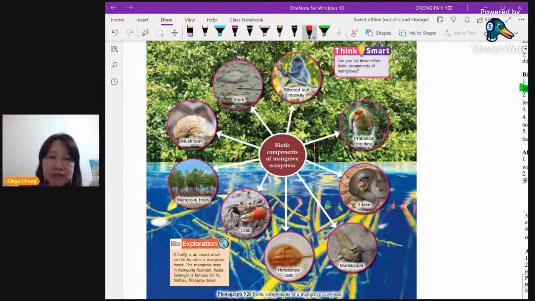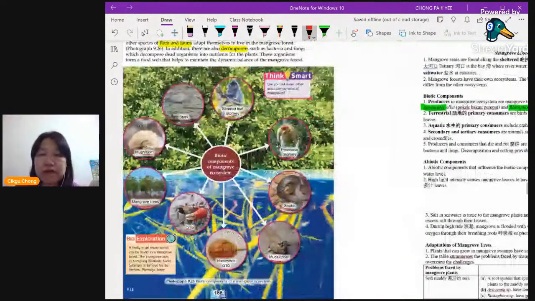You have monkeys, different types of monkey. You have snake, mud skipper. I'll show you a picture, mud skipper, horseshoe crab. Crabs, because it's muddy, so crabs live in the mud. Mangrove trees and mushroom and stork. You will see on my thumbnail today the picture there, you'll see the stork with the mud skipper and all that. So these animals are found at the mangrove area.